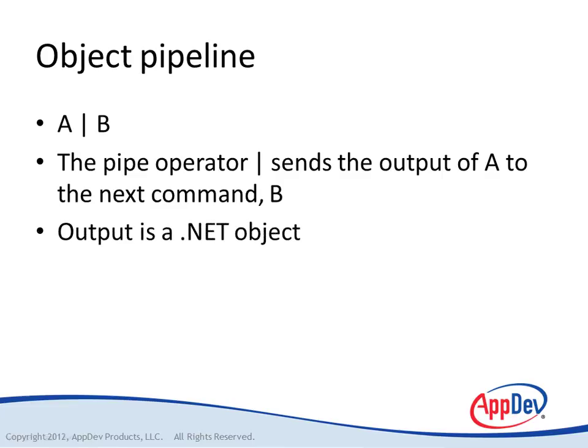Because the output of A is going to be a .NET object, there's not going to be any need to parse whatever A sent to B. It just needs to know what to expect, and it can iterate through that collection. All right, so I've got some really simple demonstrations we can look at that are going to make this crystal clear. Let's jump back over to our test machine and take a look at some pipeline operations.